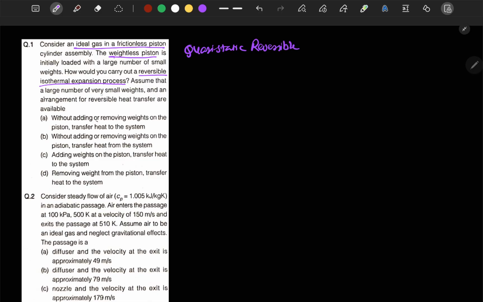Assume a large number of very small weights and an arrangement for reversible heat transfer are available. So let's say this is our system and we have a piston installed in the cylinder. Let's say that, as it is mentioned, there are a few small blocks.